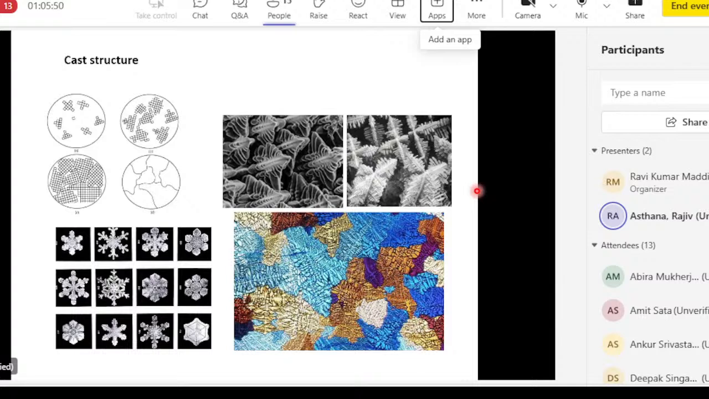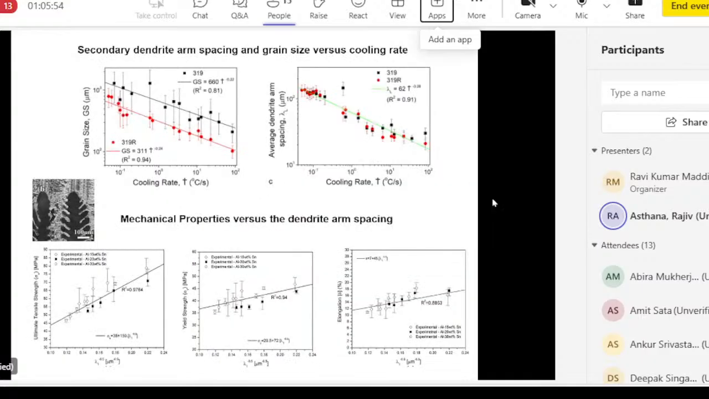So what is the importance of studying this kind of behavior? Why do we want to study dendrites and grains and all of that? The reason is that those features are related to the mechanical properties of your casting. Here we are looking at cooling rate. As cooling rate increases, grain size becomes finer. But the problem is that there is a lot of scatter in the data. The correlation coefficient is not very high, about 0.81 for this particular example. So a better way to characterize the structure is in terms of the dendrite arm spacing.